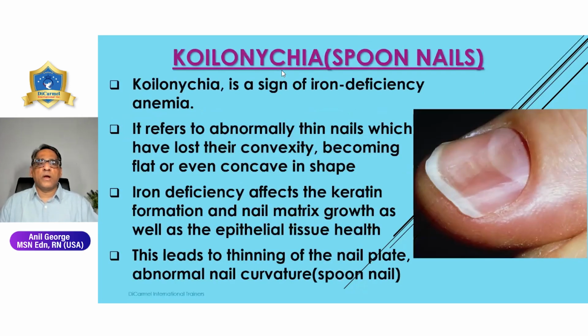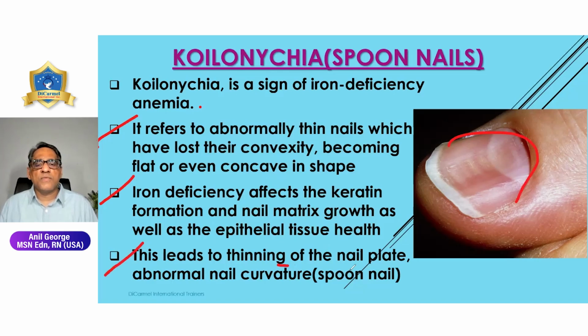Now, we heard the term koilonychia, and it's explained right here, which is the spoon nails we heard about. So how does this happen? Again, it's a sign of iron deficiency as well. It refers to abnormally thin nails which have lost their convexity and become flat or even concave in shape, as we can see here. And how it occurs: iron deficiency affects keratin formation and nail matrix growth, as well as epithelial tissue growth. So when the nail matrix and the epithelial tissue formation are affected, that leads to thinning of the nail plate and abnormal nail curvature, that's a spoon nail.